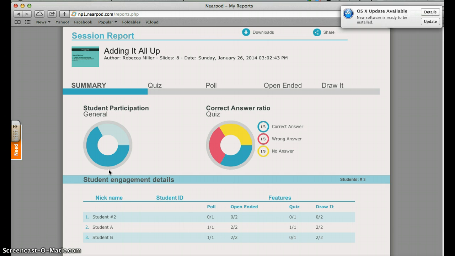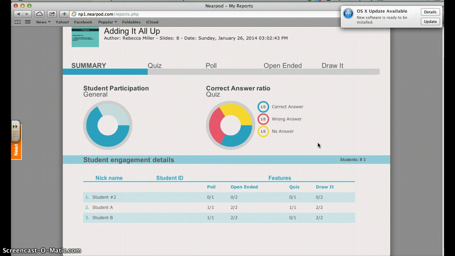If you take a look, you can find the overall ratio of answers for the quiz. And you can see 1/3 of the students had the right answer, 1/3 had the wrong answer, and 1/3 didn't answer at all. So that doesn't give us a really great indication because we only had 3 students taking the quiz and 1 didn't answer at all. But you can see the breakdown of your results pretty easily.